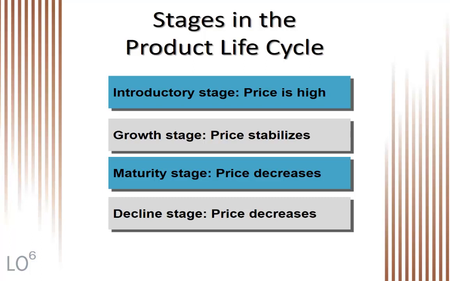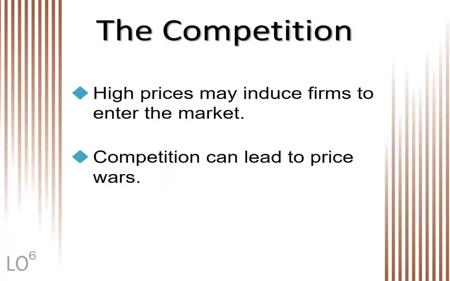The decline stage may see further price decreases until only one firm is left in the market. At that time, prices begin to stabilize and may even increase as the product moves into the specialty goods category. The competition varies during the product life cycle. Although a firm may not have competition at first, the high prices obtained may induce other firms to enter the market. Sometimes competition can lead to price wars.